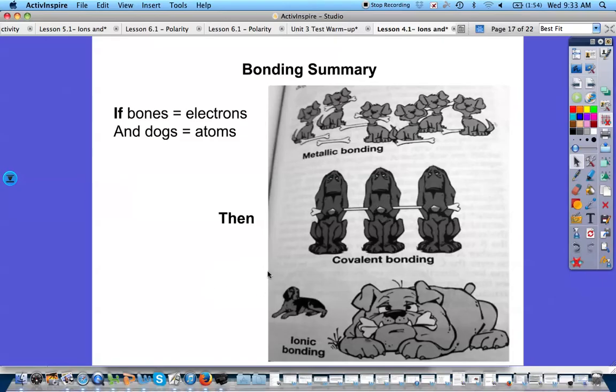Ionic bonding. We have the small dog, the little puppy, and the big dog stole its bone. The little dog lost its bone, the big dog gained it. The metal atom, the cation, lost its electron. The non-metal anion gained it. We had a transfer of electrons, transfer of bones between those.